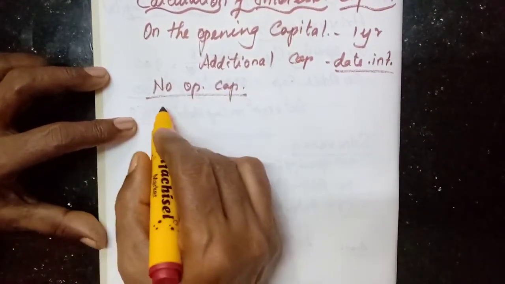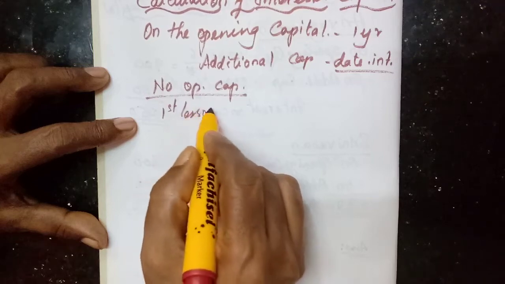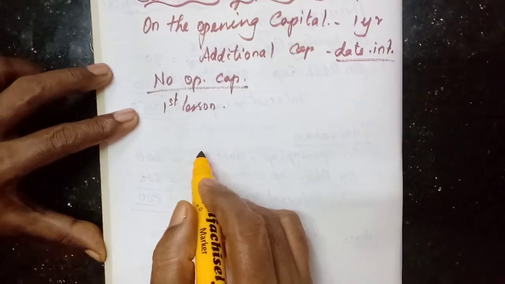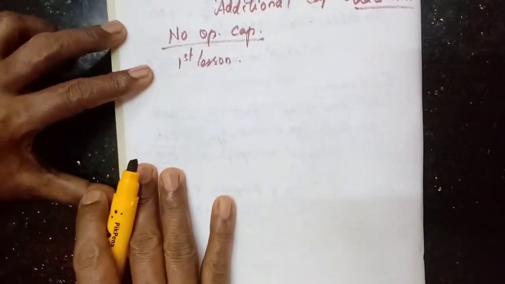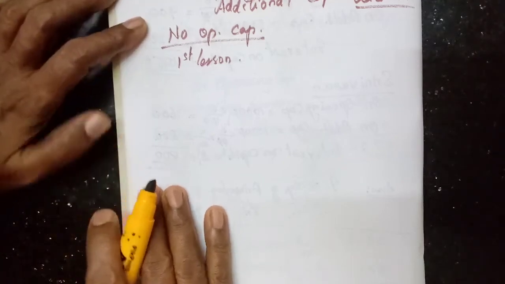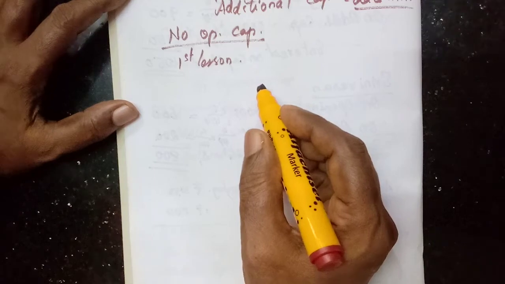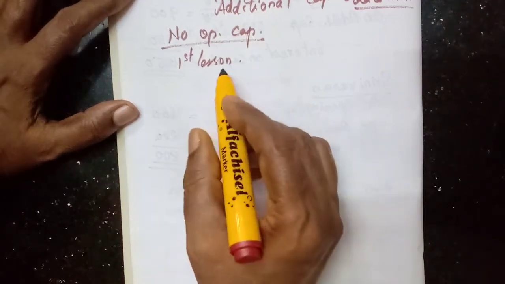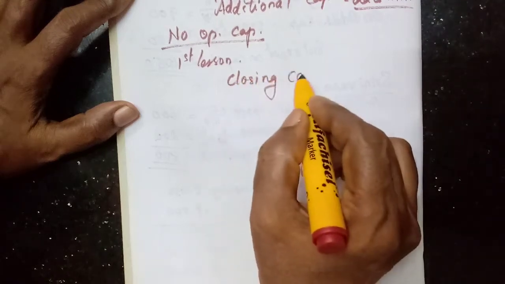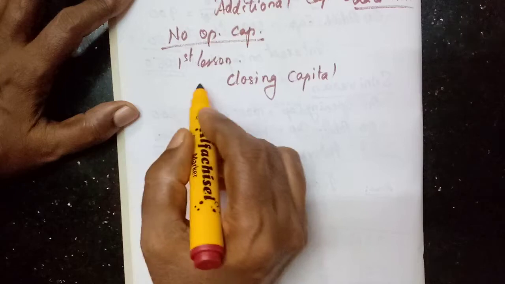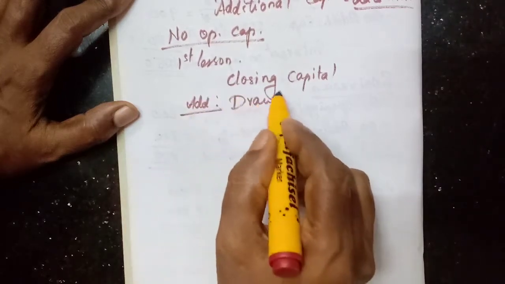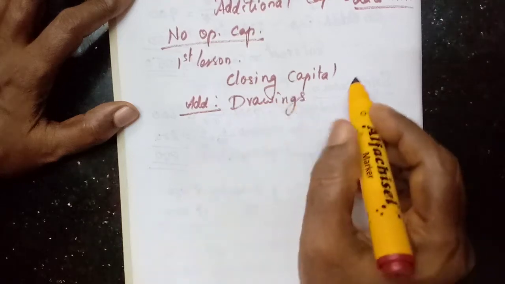Do you remember, in the first lesson we learnt to calculate the opening capital. One table we learnt, isn't it? In order to calculate the profit for a not for profit organization, how did we calculate? Closing capital, add drawings. Here we need this one, okay. Add drawings.